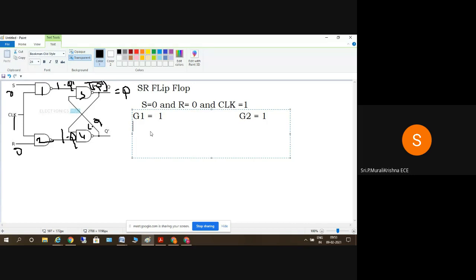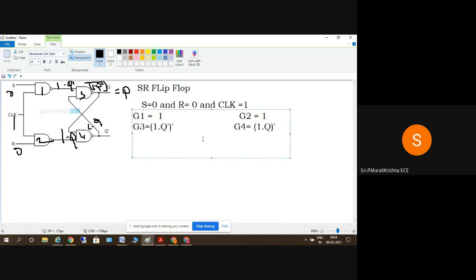Coming to G3, the output is 1 into Q bar, whole bar. So the input is 1 into Q bar, and a NAND gate is nothing but A into B whole bar, so it's 1 into Q bar whole bar. And G4 is 1 into Q whole bar.